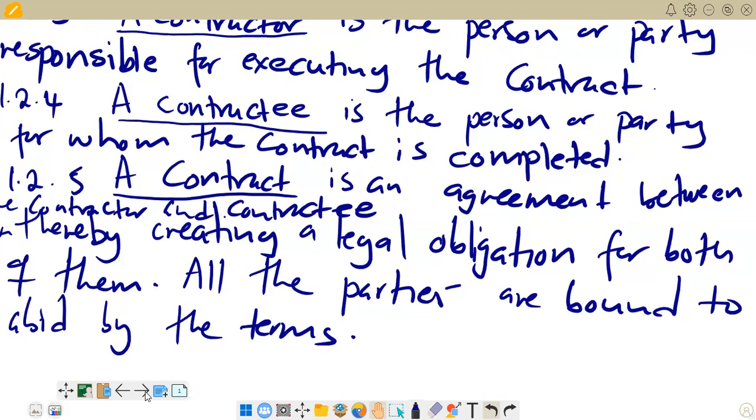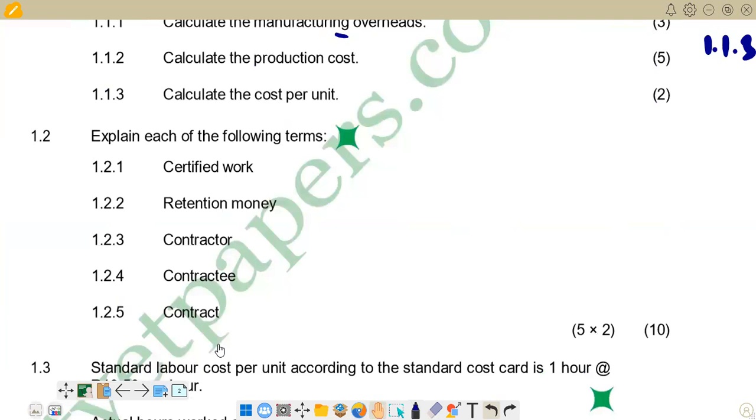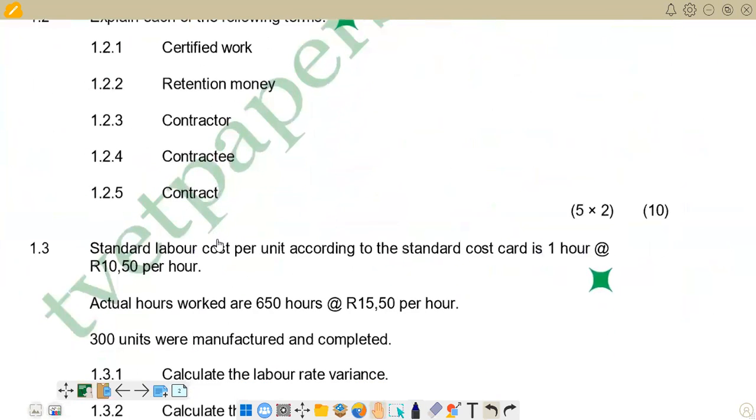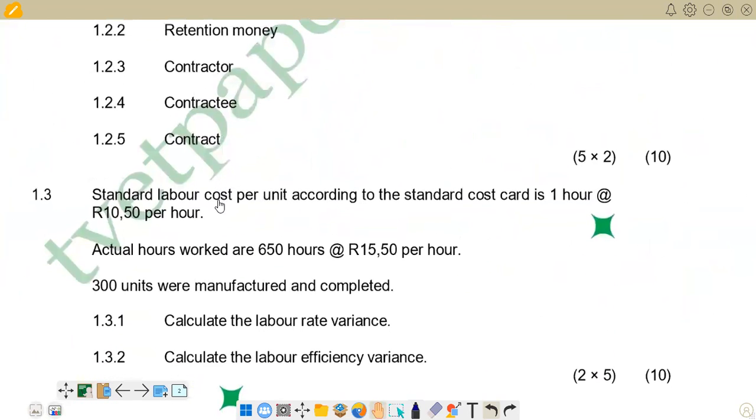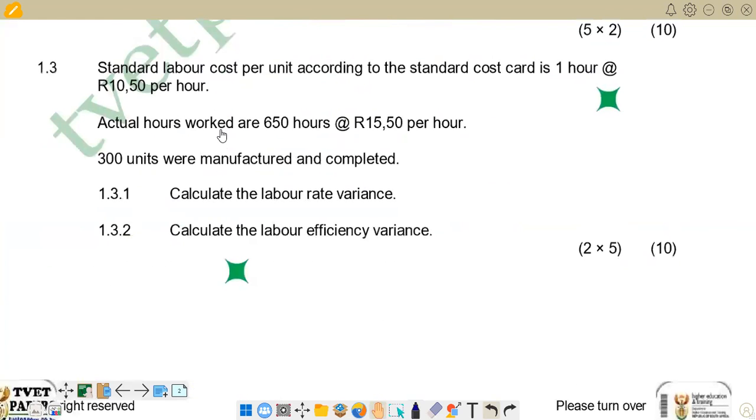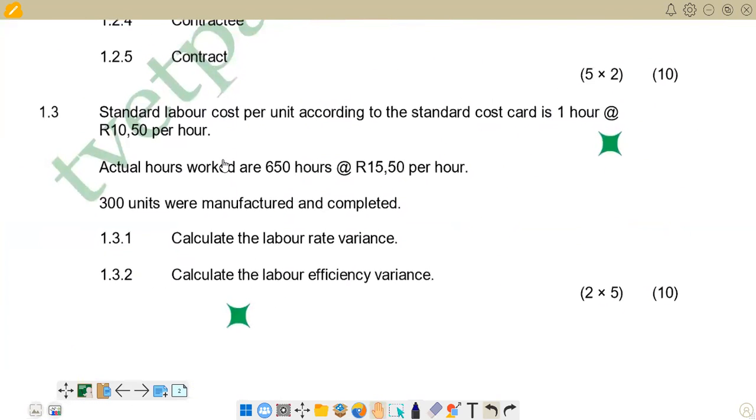So we can move on to the next part of that question. Beneath that we have 1.3. And 1.3 reads: standard labor cost per unit according to the standard cost card is 1 hour. It's 10 rand 50 per hour. Then actual hours worked are 650 hours at 15 rand 50 per hour. Then lastly, 300 units were manufactured and completed.